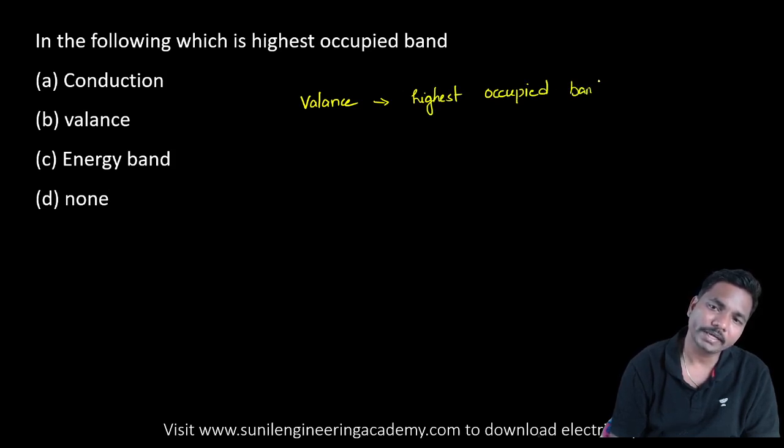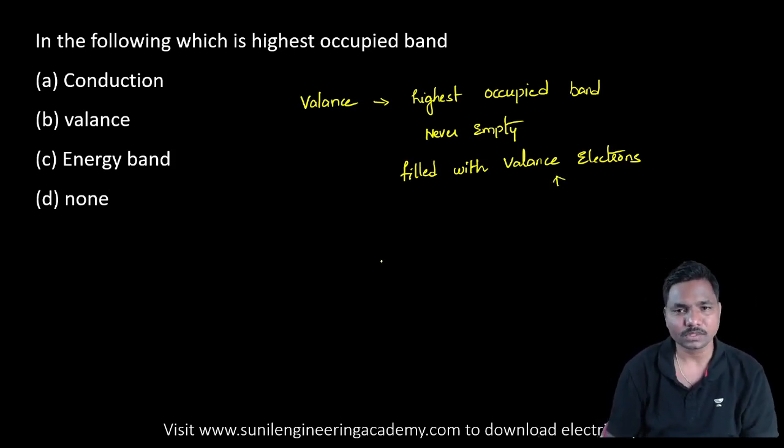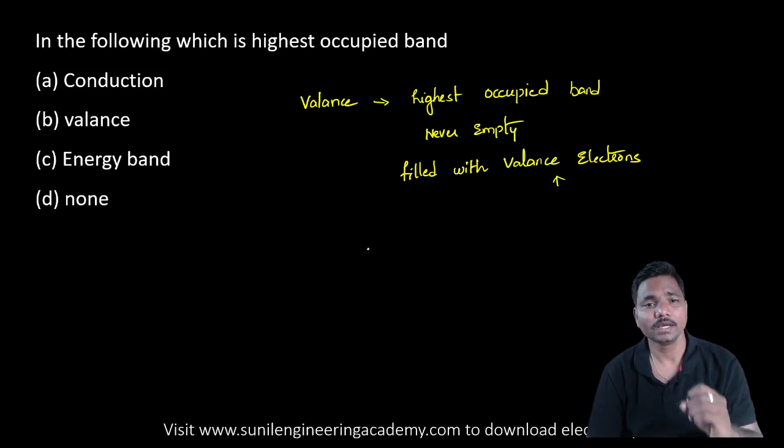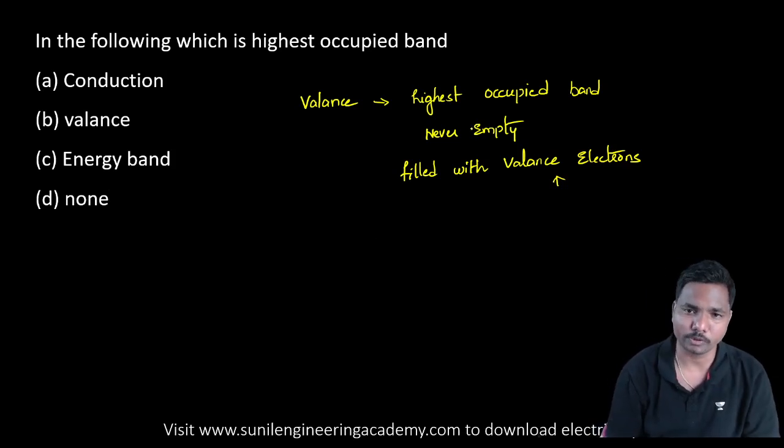It is never empty, guys. Why? Because it is filled with valence electrons. Valence electrons are nothing but the electrons present in the outermost orbit. If you take any element, it has an outermost orbit, and some electrons are there. So valence electrons are always there, so it is never empty and you can say it is the highest occupied band.